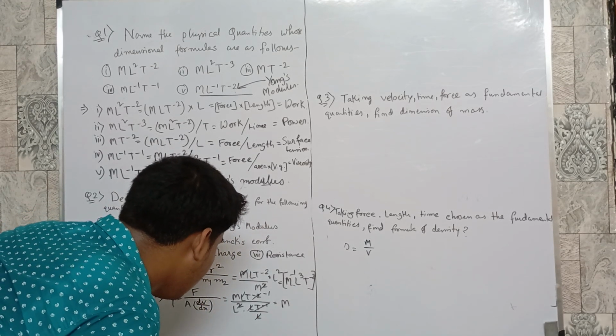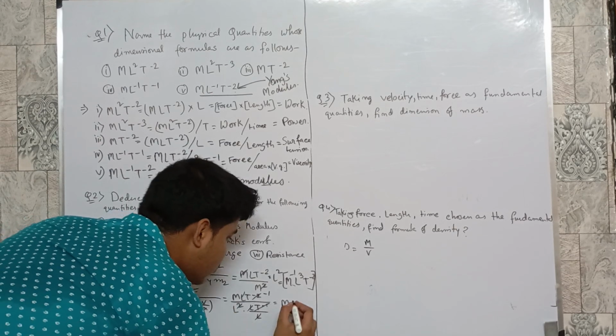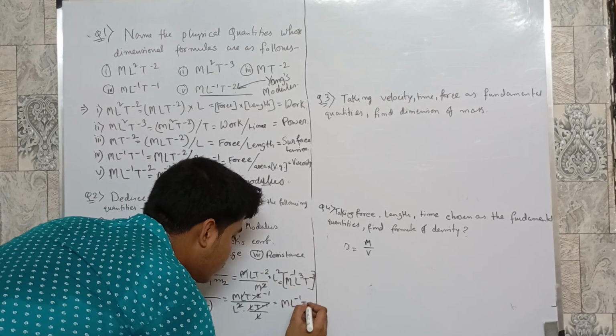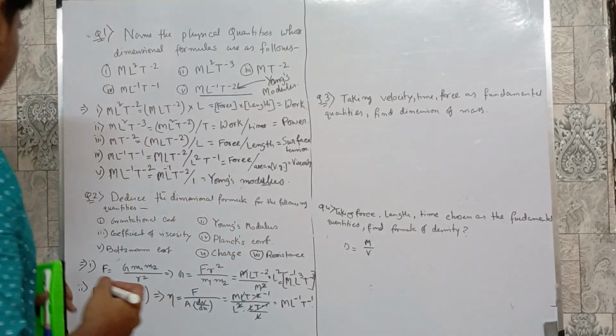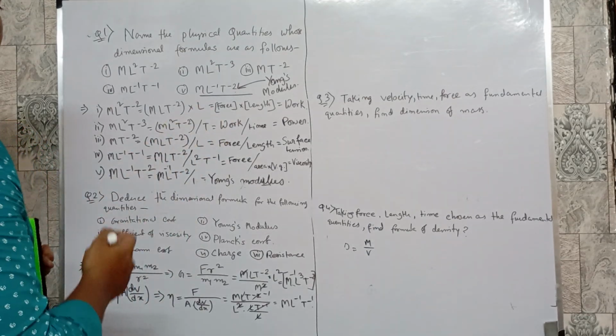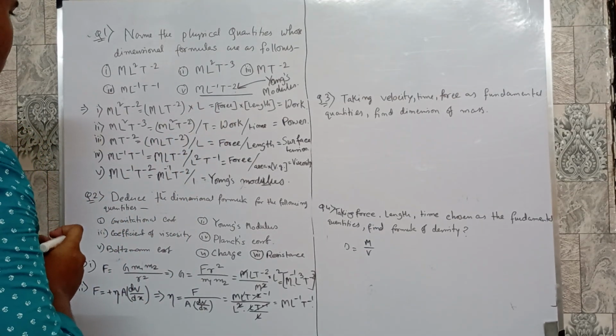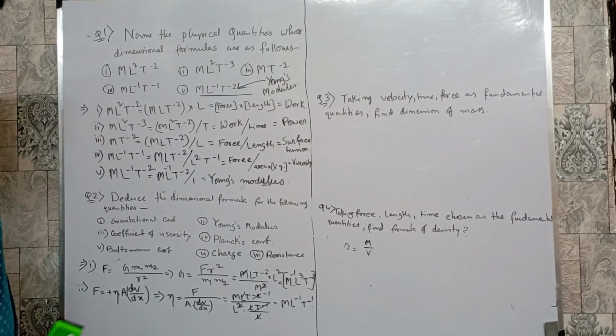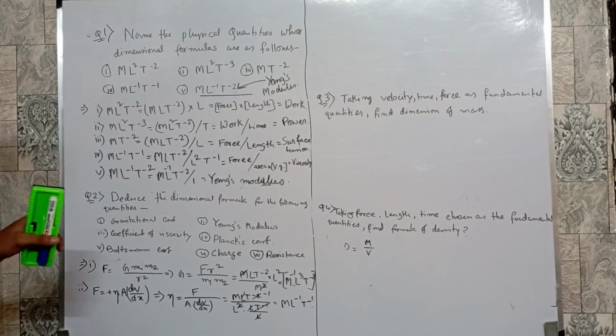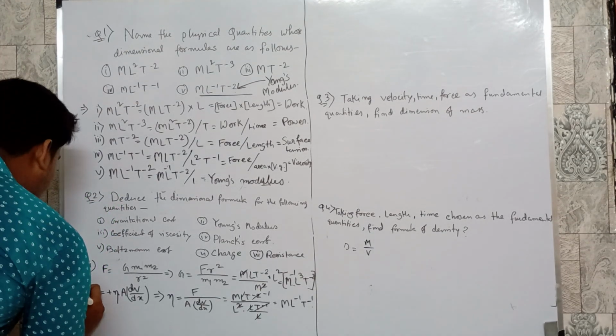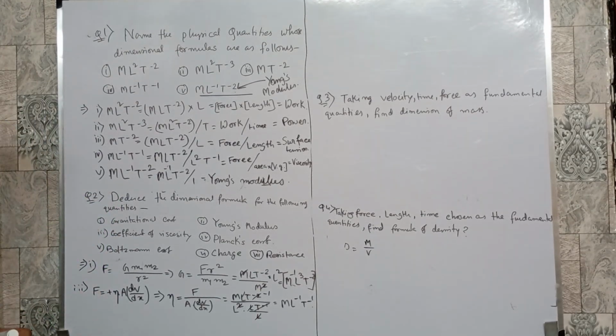So we are left with M L to the power minus 1 T to the power minus 1, and we have already found that earlier. Next is the fourth question, Planck's constant. Very important.